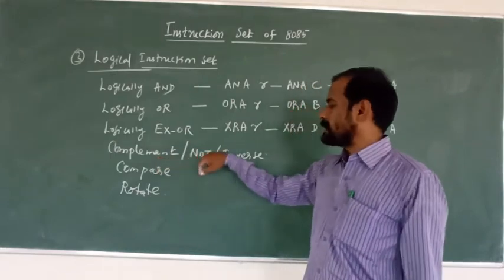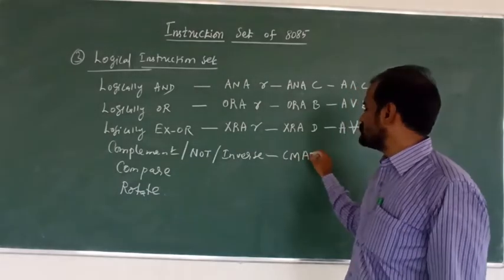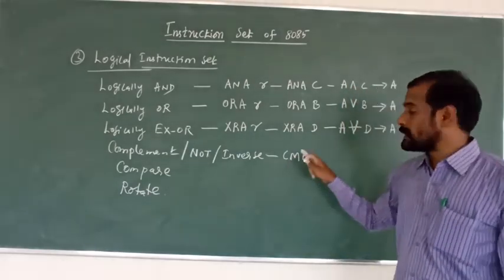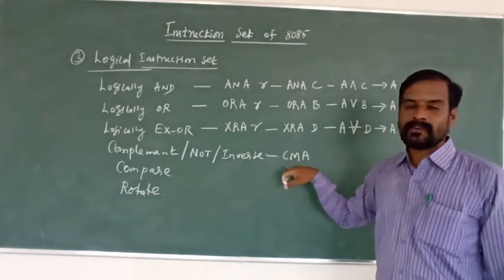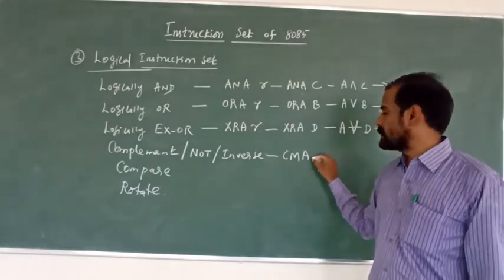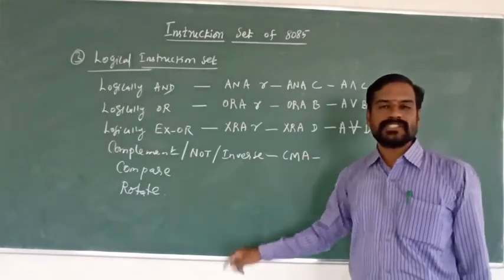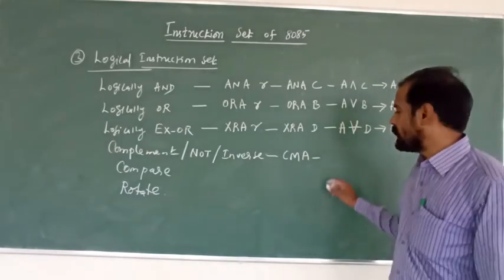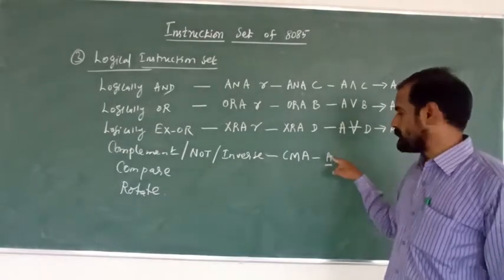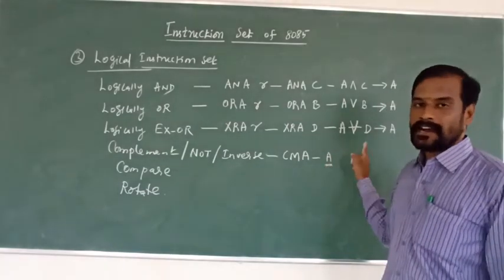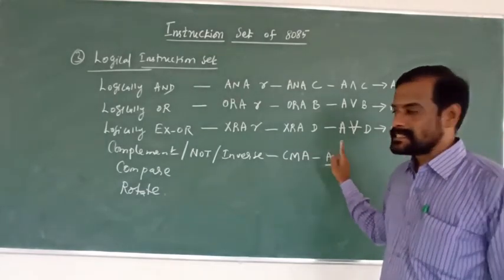Complement, or NOT operation, or inversion operation, we can use CMA. CMA means complement only the accumulator content, not some other content. Now it will complement the accumulator content: 0 changes into 1 and 1 changes into 0, and the result is moved only to the accumulator. Only to complement the accumulator content. After complement, the result is moved to the accumulator itself.